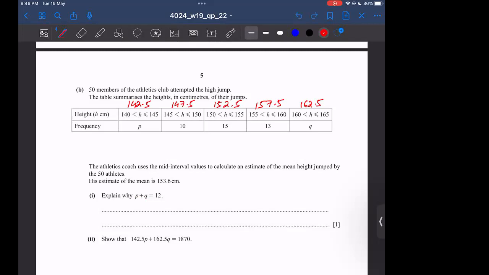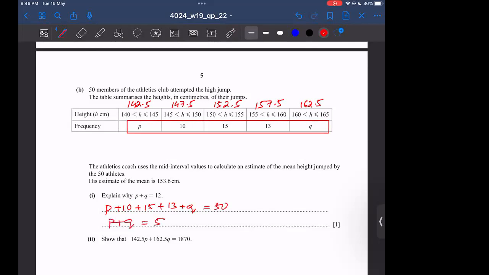First, you need to know that the sum of frequency is equal to 50. The answer is very easy. Take the sum of frequency: P plus 10 plus 15 plus 13 plus Q is equal to 50. Now keep P plus Q on the left hand side and the other values on the right hand side; if you subtract, you will get 50 minus 10 minus 15 minus 13. Now if you subtract these values, you will get the answer. 50 minus 10 is 40. 40 minus 15 minus 13 is going to be 12.